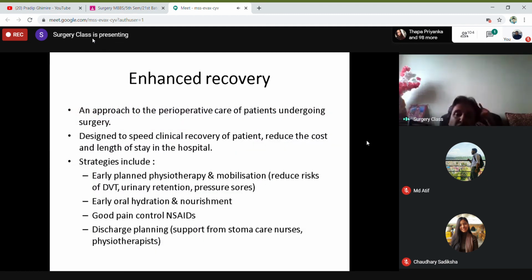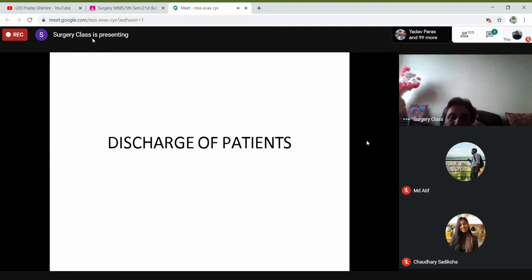So now, ERAS, enhanced recovery after surgery. So just note this down. ERAS. Read about ERAS. ERAS is a new concept which is coming up for the preoperative, intraoperative and postoperative management in various surgery. ERAS. Just jot it down. Read about it.